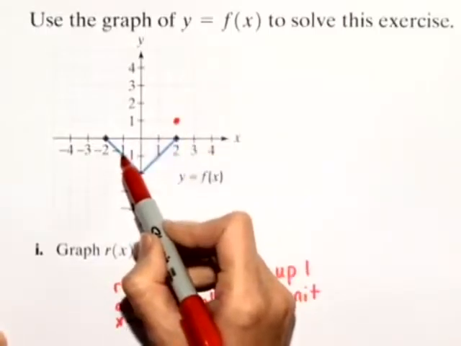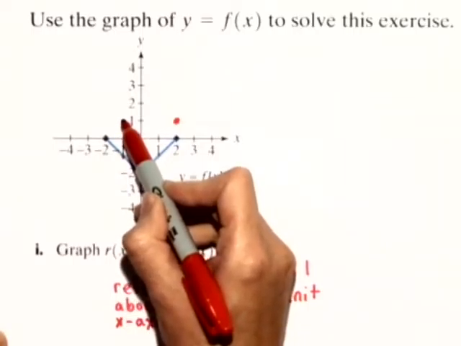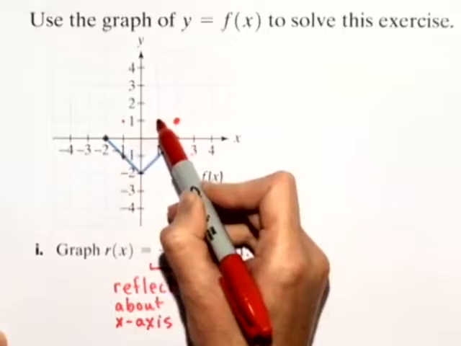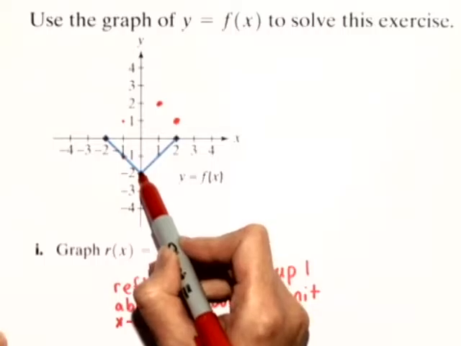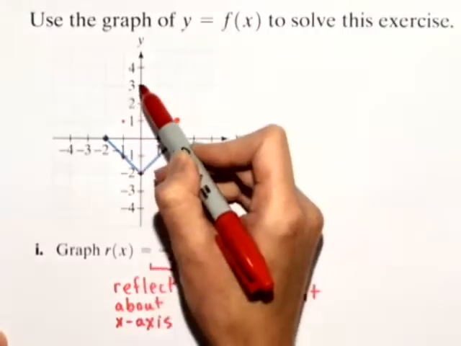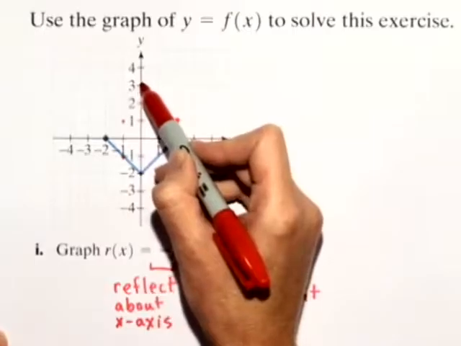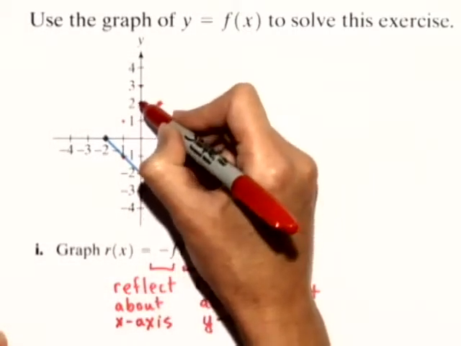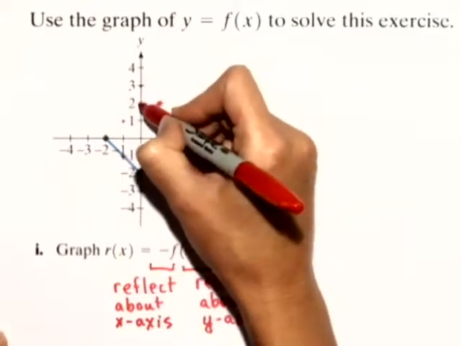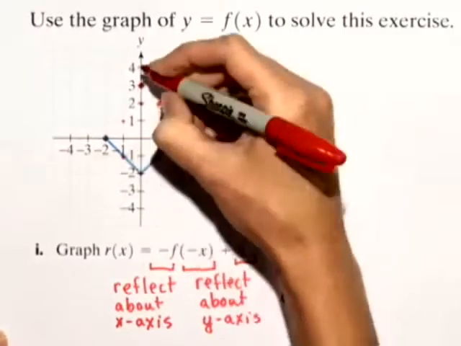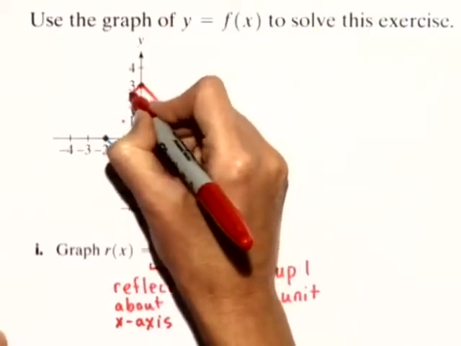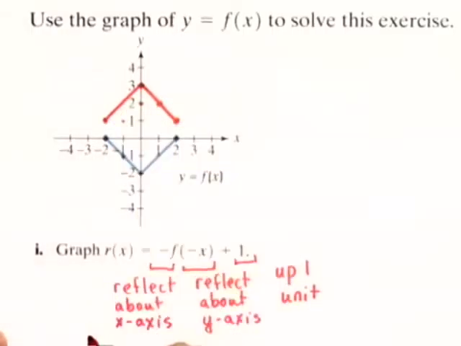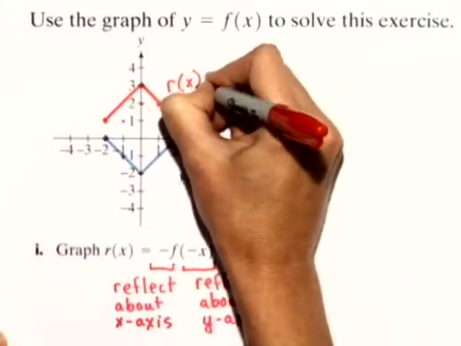Let's do that again now with the point negative 1, negative 1. Let's reflect about the x-axis, so I'll come over here, and then about the y-axis, I'll come right here, and then up 1 unit. Here we go again. 0, negative 2. First I'll reflect about the x-axis, right here. I don't need to reflect about the y-axis, because I'm on the y-axis, and then I move up 1 unit. So here's what my graph is looking like. By symmetry, it will look like this on the other side. So this new graph represents r of x.